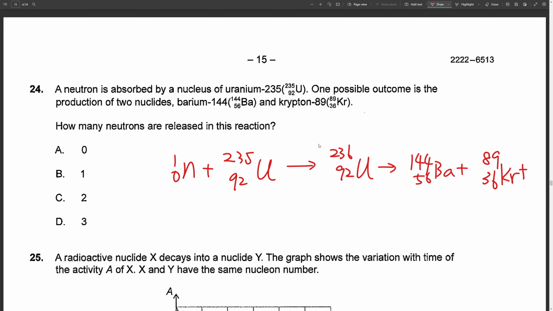However, if you take a look at these numbers, they don't add up because a certain number of neutrons are being emitted as well. So let's focus on the mass number balancing. We have 144 plus 89 plus the unknown number of neutrons equals 236. And the unknown number of neutrons is actually 3.